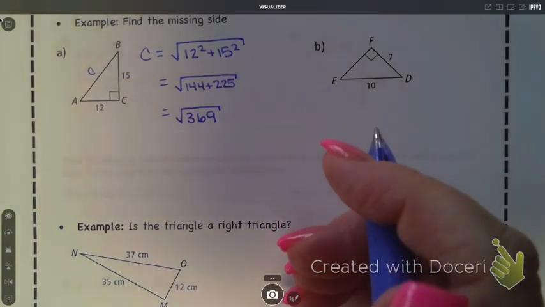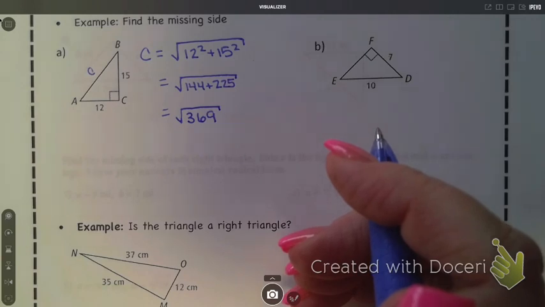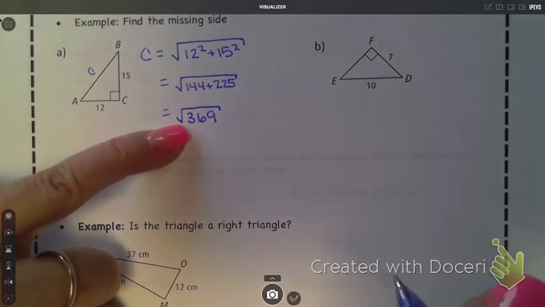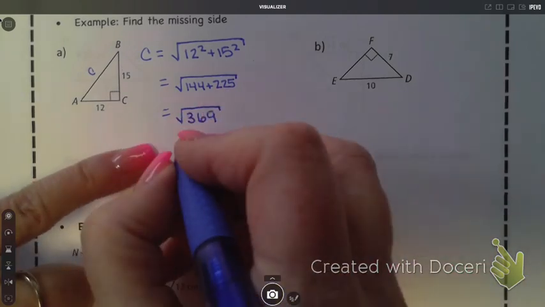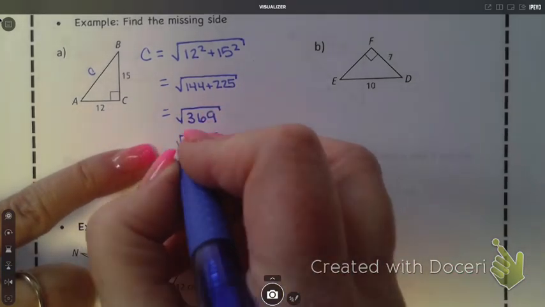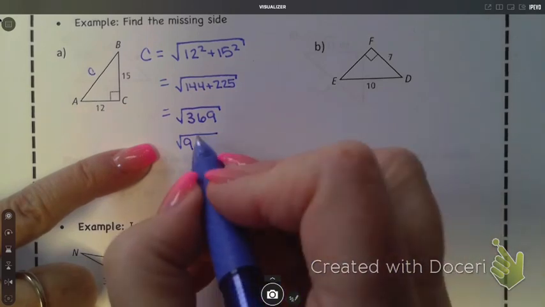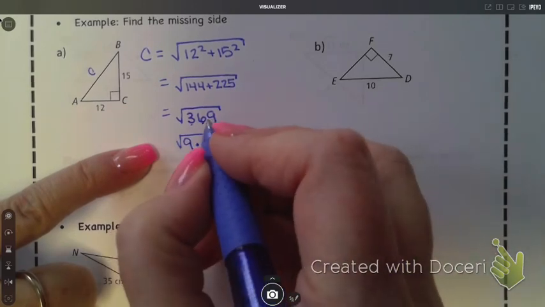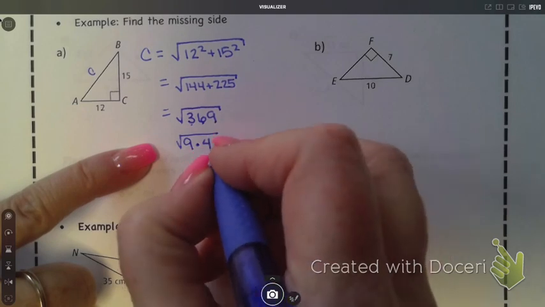For 3, you add them all up, and if it's divisible by 3, right? But I don't care about 3. I care about 9. But guess what? If you add them all up and the number you get is divisible by 9, it's divisible by 9. So what is 3 plus 6 plus 9? 18. So does 9 go in the whole thing? Yes. So we have the square root of 9 times 41.